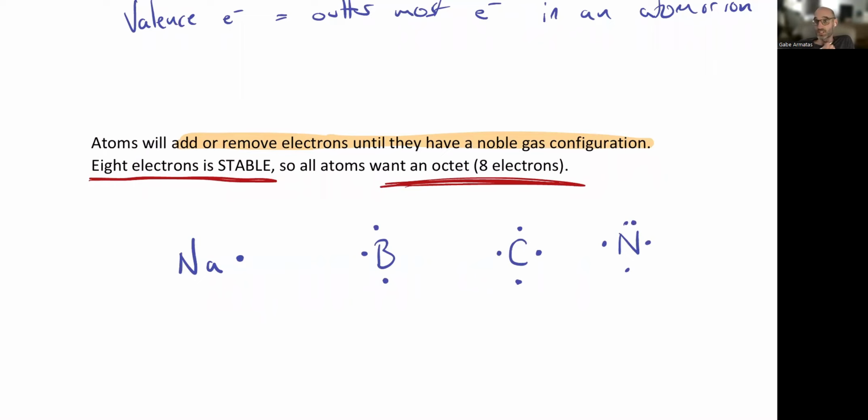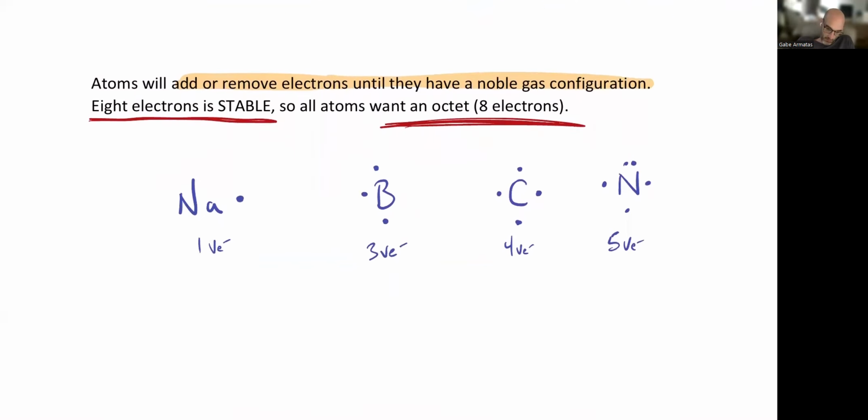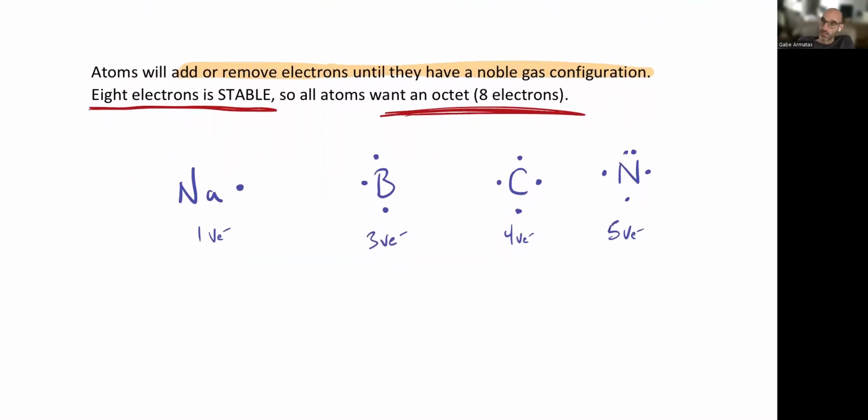We call these Lewis dot structures, but we're going to talk about that a little bit later. And again, all of these are just representations of how many valence electrons we have. 1 valence electron, 3 valence electrons, 4 valence electrons, and this has 5 valence electrons, and we always know based on the group number. Sodium's in group 1, boron's in group 13 or group 3, and so on and so forth. Everything will always try to achieve 8 electrons.